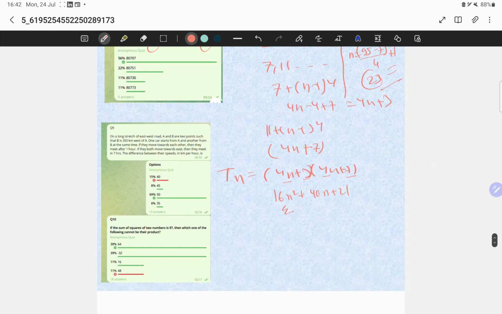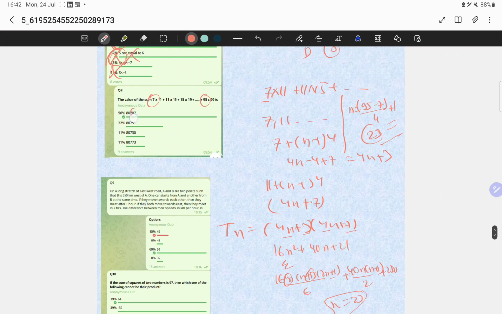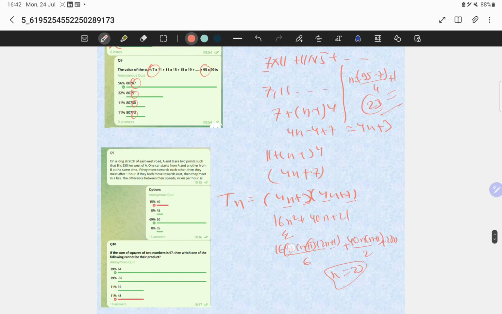Apply summation means like this. Summation of n square gives 16 times n(n plus 1)(2n plus 1) by 6, plus 40 times n(n plus 1) by 2, plus 21n. Now n equals 23 you have to put. You can either solve this by putting in completely, or you can see that the unit digits of all the options are different. So you can use the unit digits concept as well. I'm leaving it up to you what you want to do.